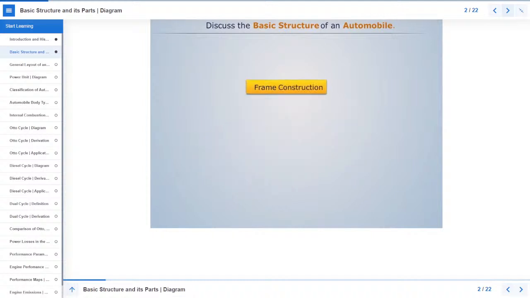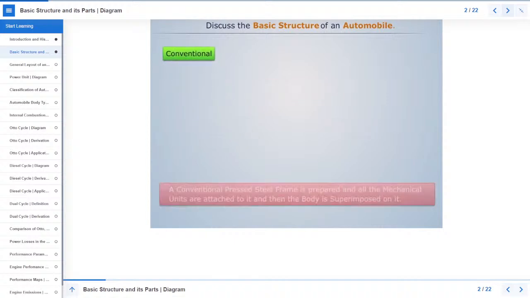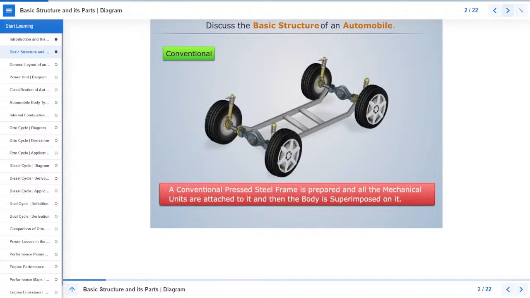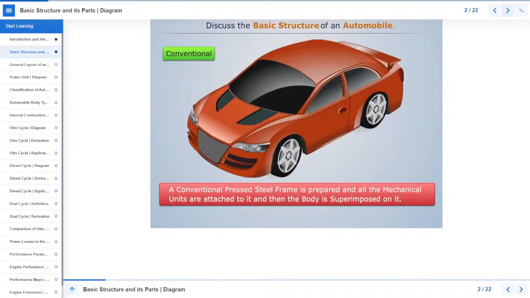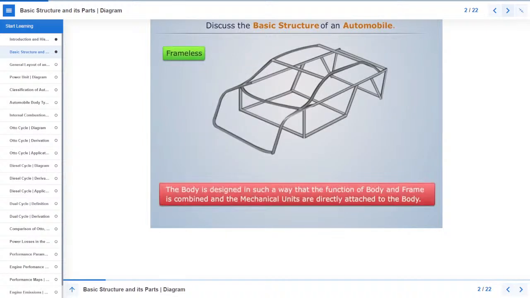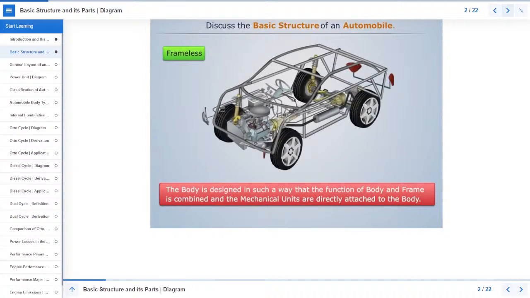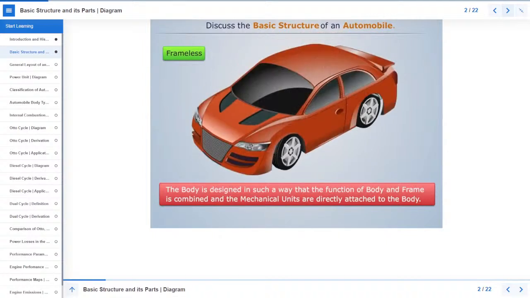Frame construction is generally done in 2 ways: conventional construction, frameless construction. In conventional construction, a conventional pressed steel frame is prepared and all the mechanical units are attached to it, and then the body is superimposed on it. Whereas in frameless construction, the body is designed in such a way that the function of the body and the frame is combined, and all the mechanical units are directly attached to the body.